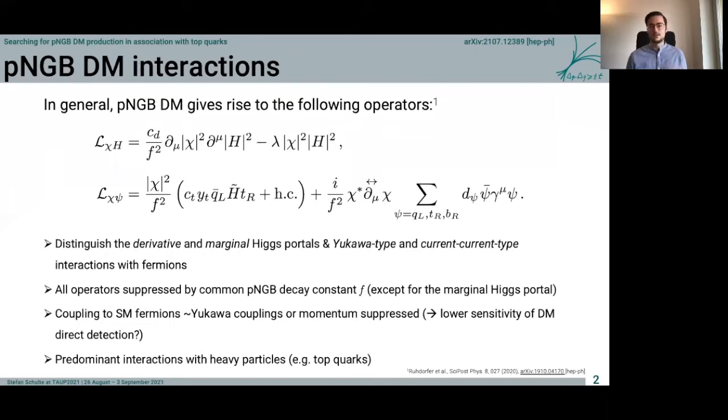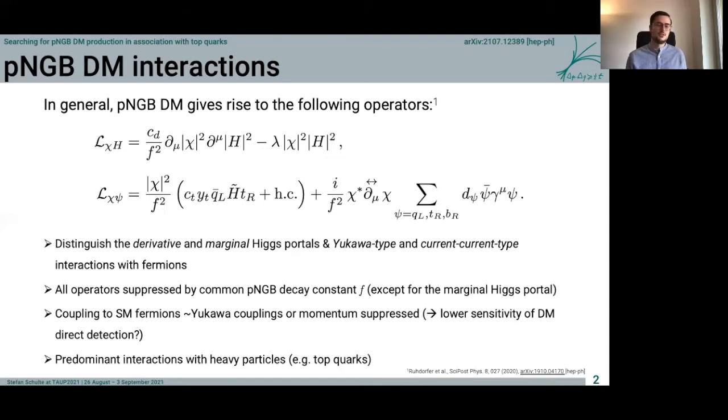Now, we are not interested in exact model realizations in the UV, but instead we study a set of generic operators that are relevant in these kind of models. And we distinguish two different kinds of interactions. First, operators which couple dark matter to the standard model Higgs via derivatives or directly, namely what we call the derivative and the marginal Higgs portals. And second, we have interactions of the dark matter with standard model fermions, where we have the Yukawa type and the current type interaction. Those either scale with the standard model Yukawa couplings or couple via derivatives as well. The F in front of the dimension 6 operators denotes the common decay constant of the pNGBs.